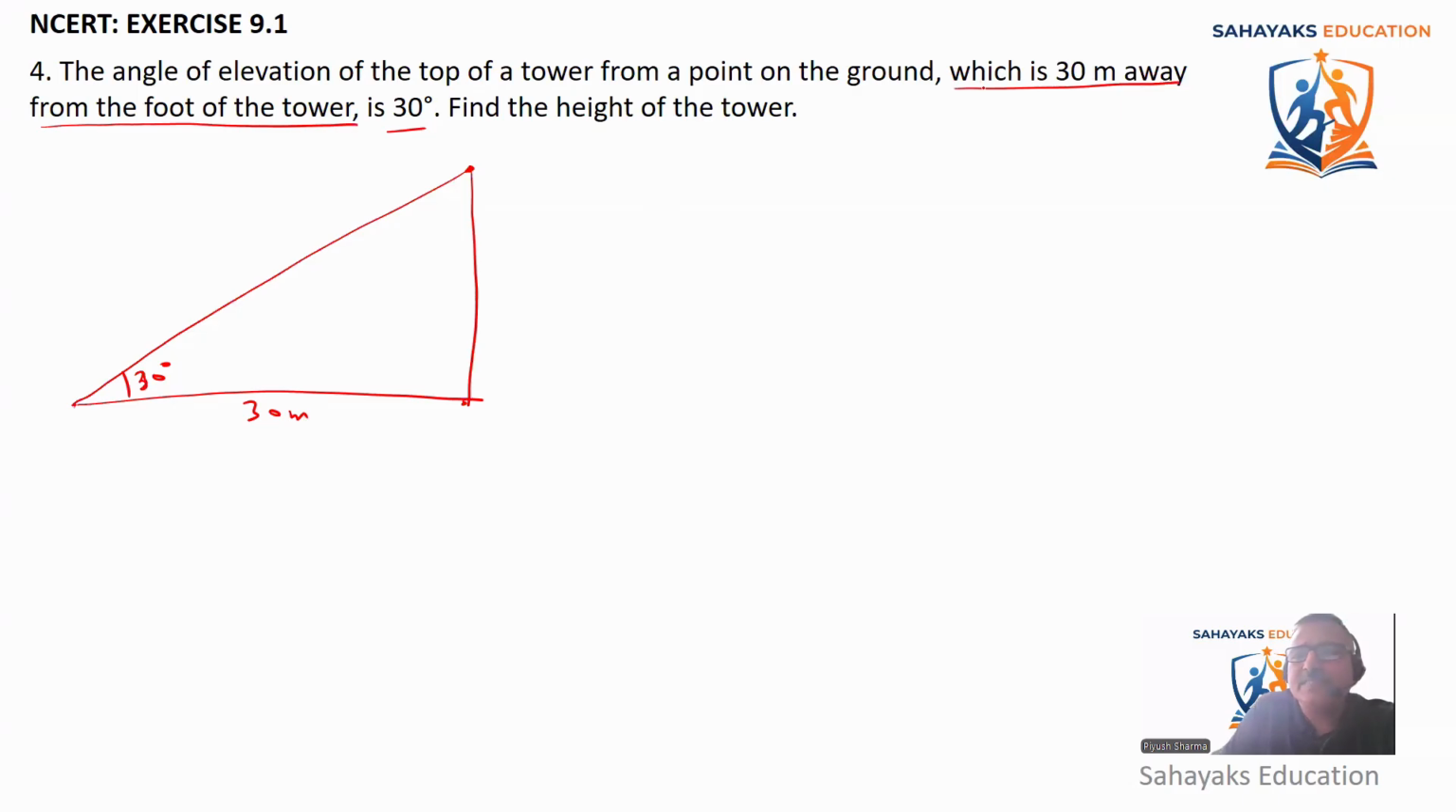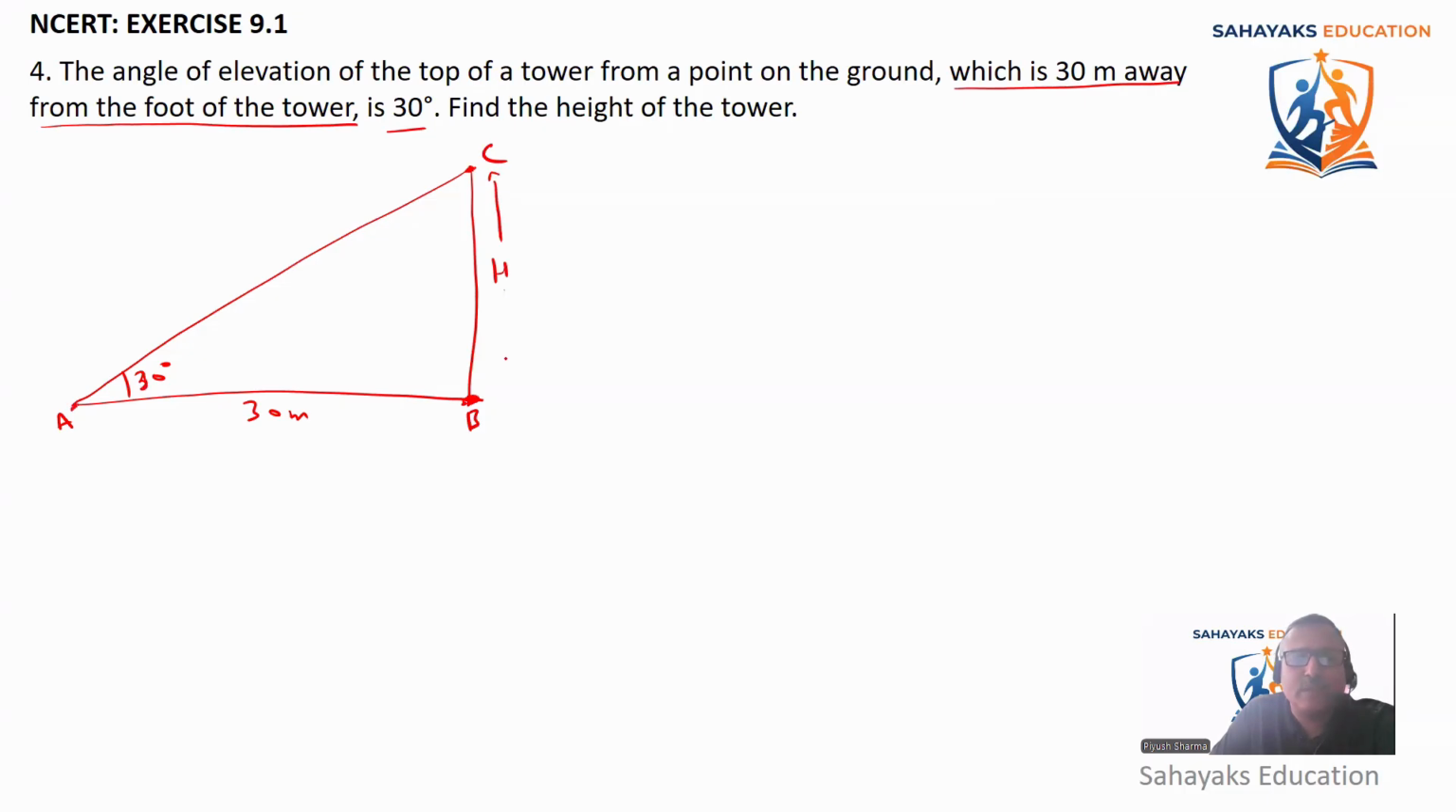And this point is 30 meter away from the foot of the tower. So this is the foot of the tower. I'll just say this is A, B. So point B is the foot of the tower. A is the point from where we are observing, the point of observation, and C is the object which we are observing. So it is the tower height which we are observing. Find the height of the tower. So we have to find H.